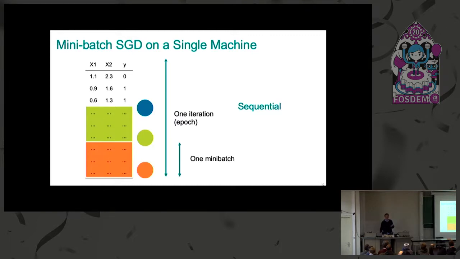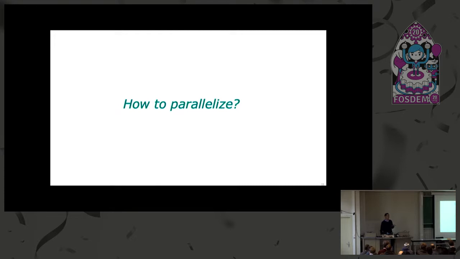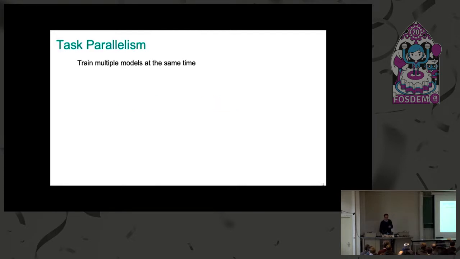So how would we do this on multiple machines? How would we run this in parallel? And there's different ways to do this. There's task parallelism and data parallelism. So let's look at those briefly one at a time.